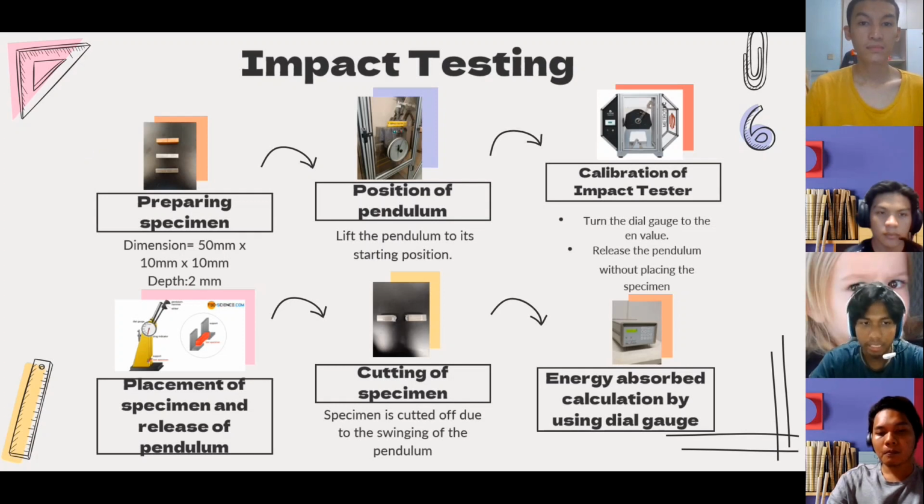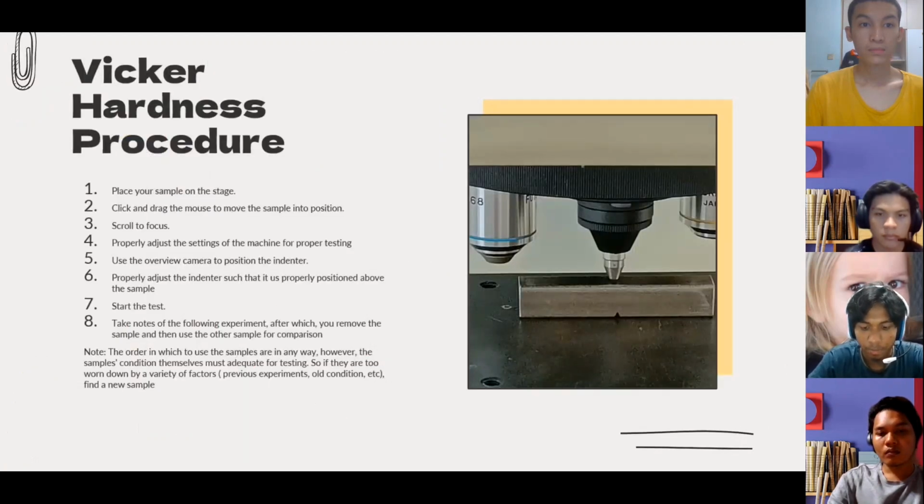After the pendulum is released, the specimen will be cut off due to the swinging of the pendulum. From the cutting of the specimen, we are able to calculate the energy absorbed by using the dial gauge. Next, I'm going to pass to Iqbal.